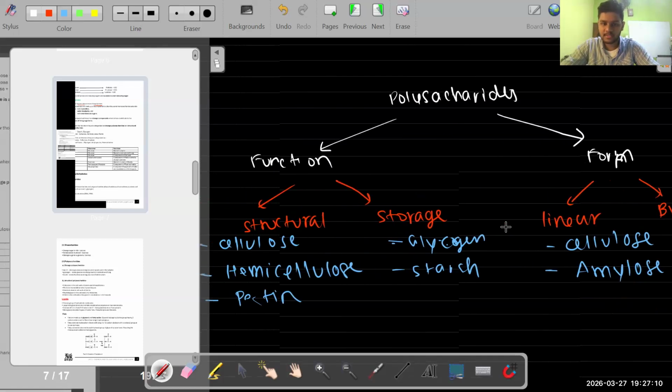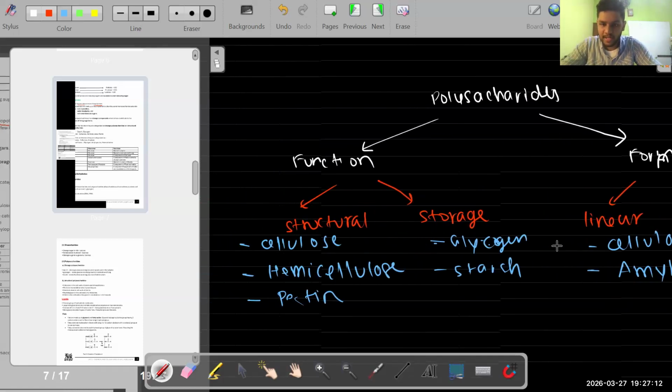You might say these are new words. We only know cellulose, glycogen, and starch, right? The others are new to us. How they contribute, what their functions are, all of these we'll be learning separately in a table.